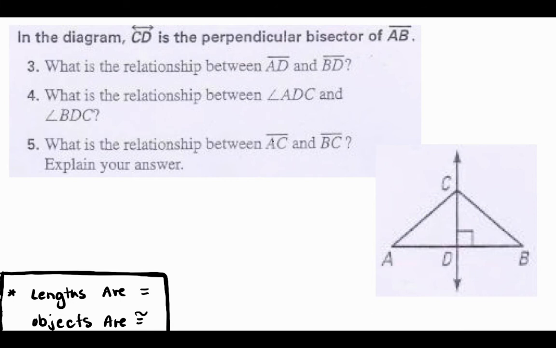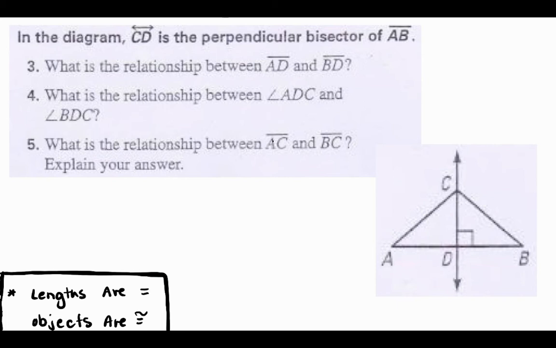So keep in mind that when we're working with relationships of items, lengths are equal, but objects like angles and segments are going to be congruent to each other. So if it asks for the relationship between objects, you should never tell me that they are equal. Objects are not equal, numbers are.